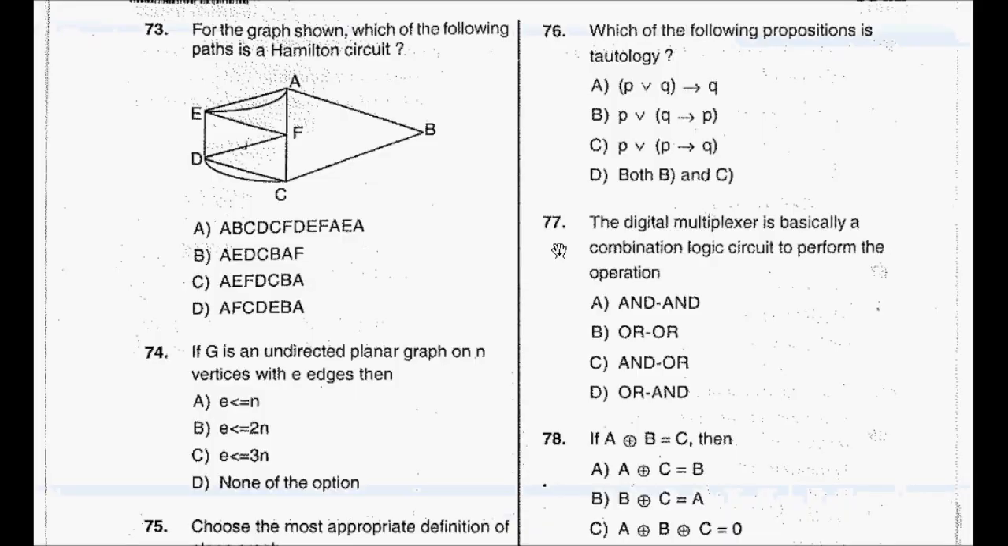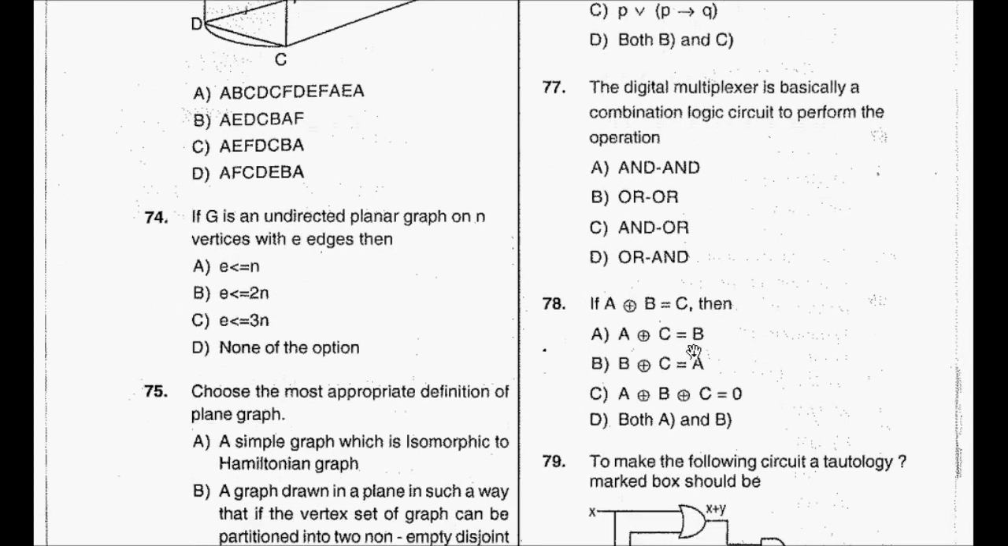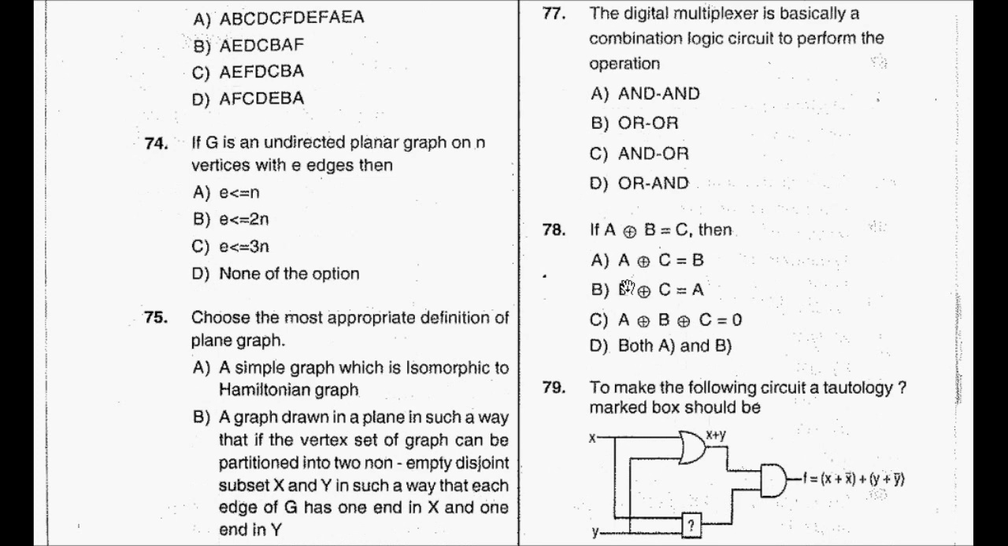Okay. Next is digital multiplexer, which is basically a combinational logical circuit. We first have AND and then it is being ORed, so it becomes an AND-OR type of combinational logical circuit. A XOR B is equal to C. The property of XOR is that if element A is XORed with the result, it will give element B, and if element B is XORed with element C, it gives element A. Both are available here.